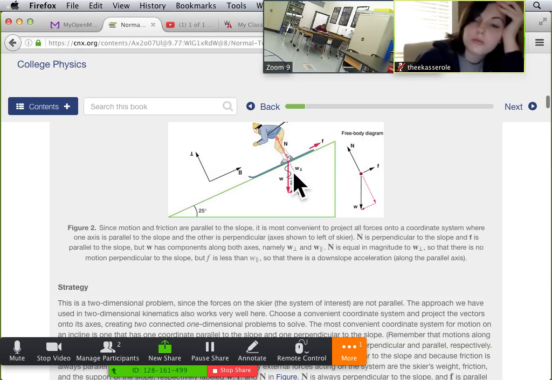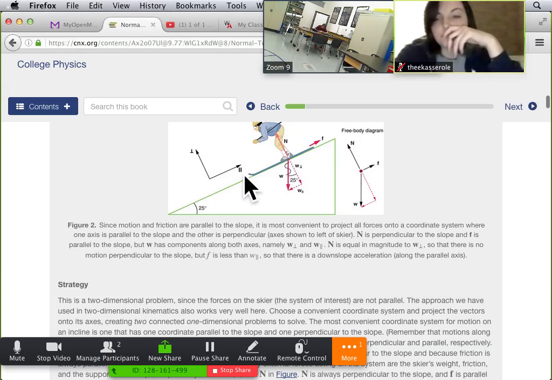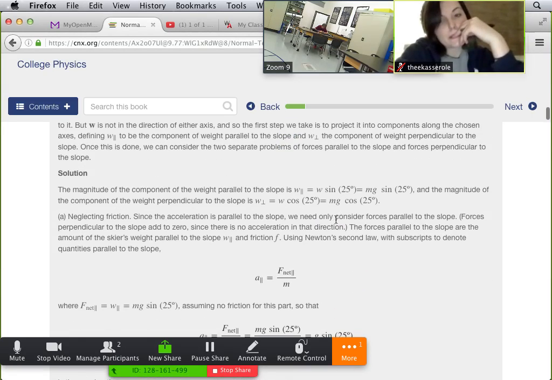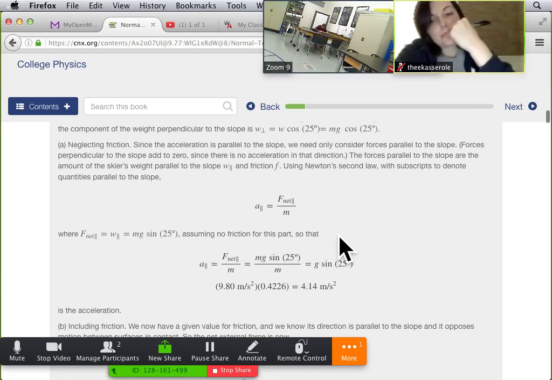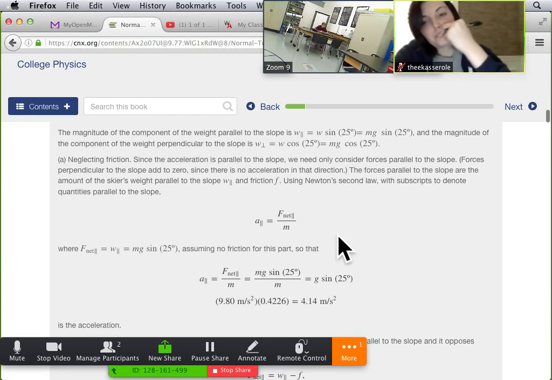This one is the one that keeps her on the slope, this longer one. This is the one that pushes her into the slope, pushes her down towards the slope. But this one here is the one that's going to push her down this way to the bottom of the ski run. It's going to push her parallel to the slope. And that's going to be the fun component. That's the thing that's going to accelerate her. So that W parallel, the parallel component of the weight, is the weight component that is going to actually accelerate her down the hill.